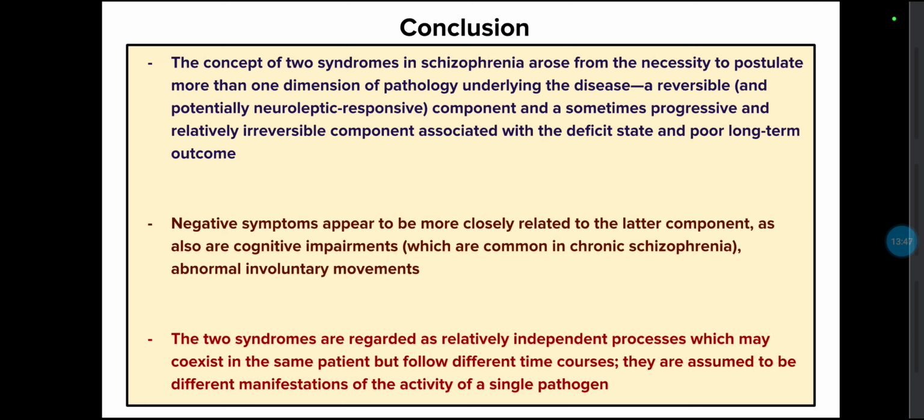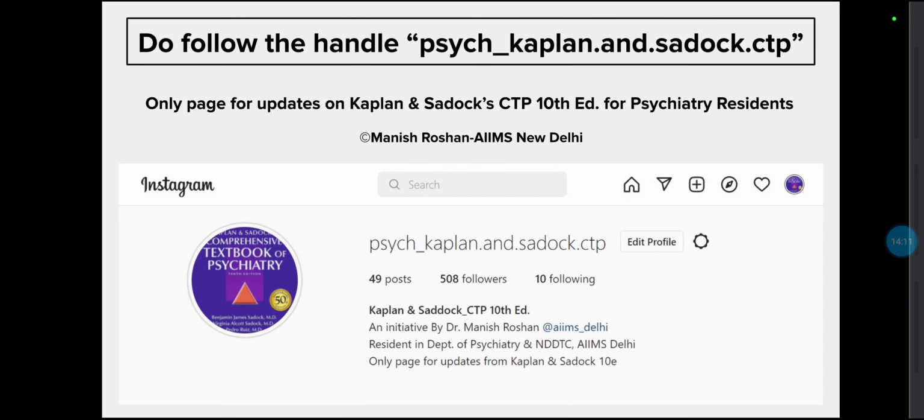schizophrenia. The two syndromes are regarded as relatively independent processes which may coexist in the same patient but follow different time courses. They are assumed to be different manifestations of the activity of a single pathogen. So this was the conclusion of the whole article and the whole type 2 and type 1, that is the 2 syndrome concept that was given by Professor Crow.